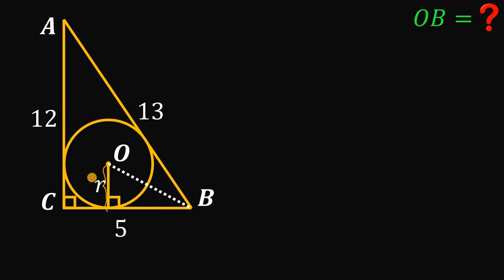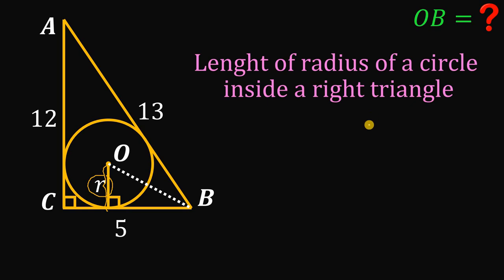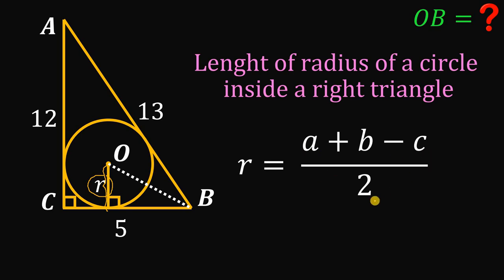Now, at this point, let's get the measure of this radius, R. To do that, we know that the length of the radius of a circle inside of a right triangle is given by this formula, A plus B minus C all over 2, wherein A and B are the legs of the right triangle, and C is the hypotenuse or the longer side. The legs of this right triangle are 5 and 12, and the hypotenuse C is equal to 13.